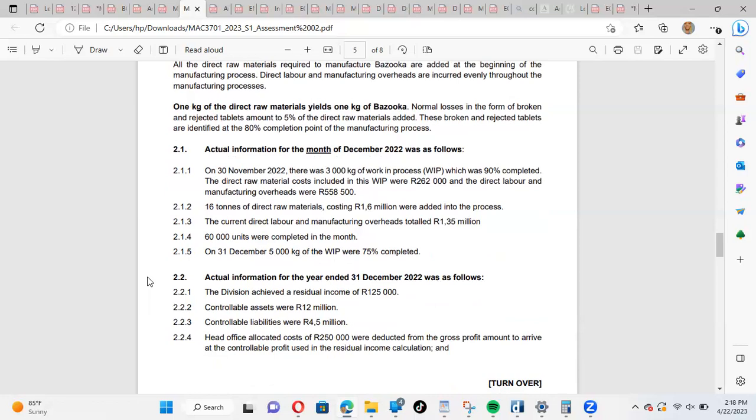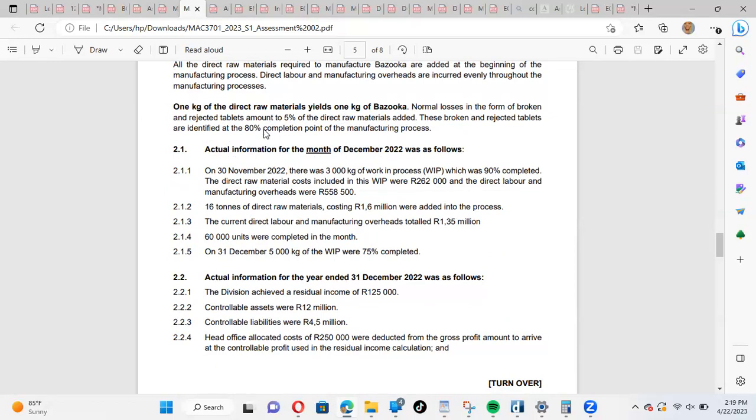Normal losses in the form of broken and rejected tablets should amount to 5% of the direct raw materials added. These broken and rejected tablets are identified at 80% completion. This is very, very important. The issue of your normal costs here can either make or break you on this question, so we need to take that one seriously.